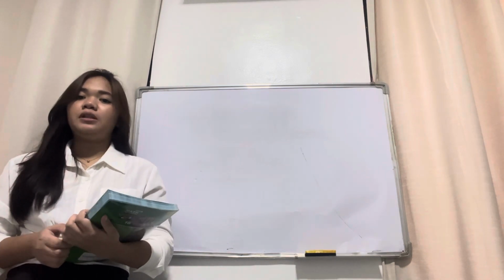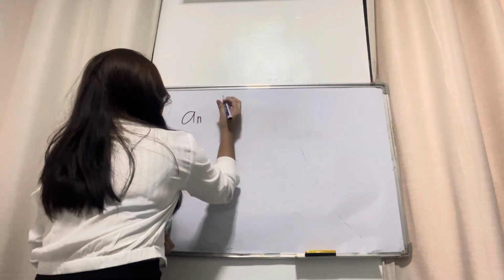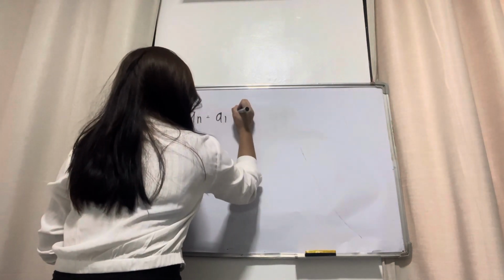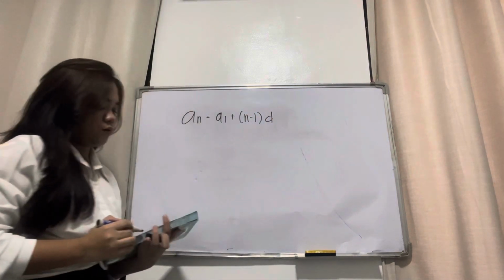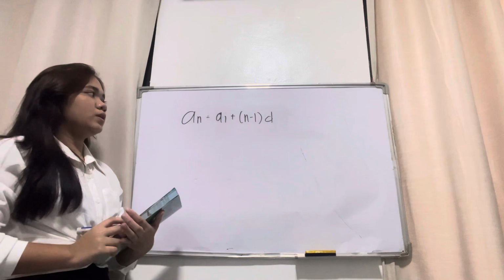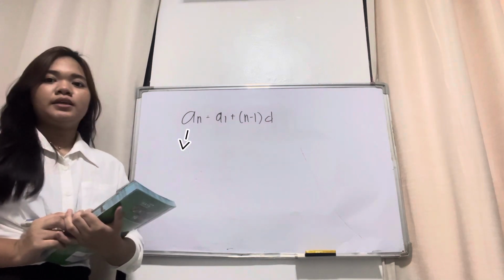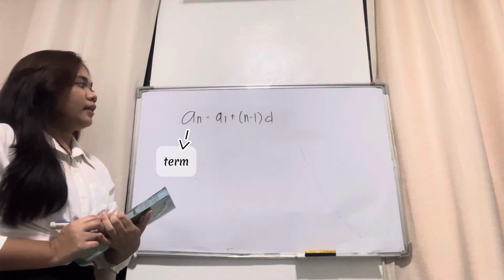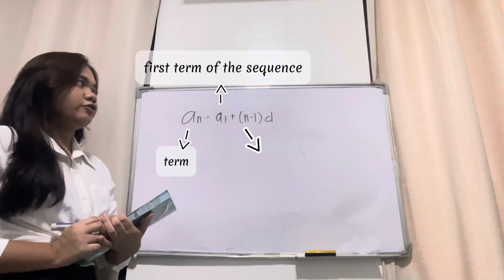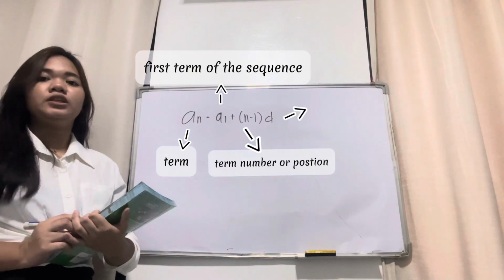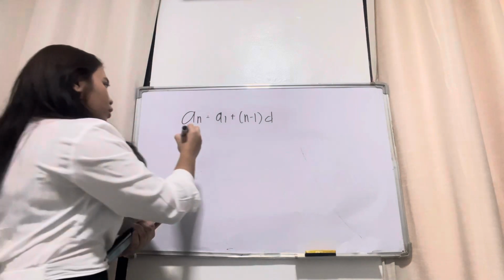So here is the formula of the arithmetic sequence. a sub n equals a sub 1 plus n minus 1 times d, where a sub n represents the term, a sub 1 represents the first term of the sequence, n represents the term number or the position, and d represents the common difference. So I have an example here.